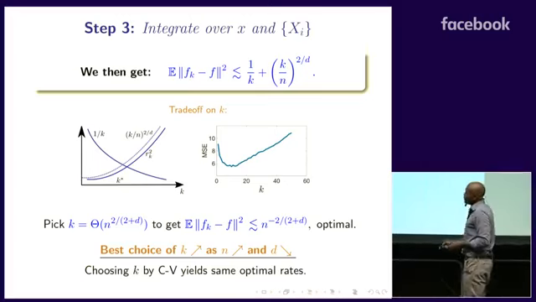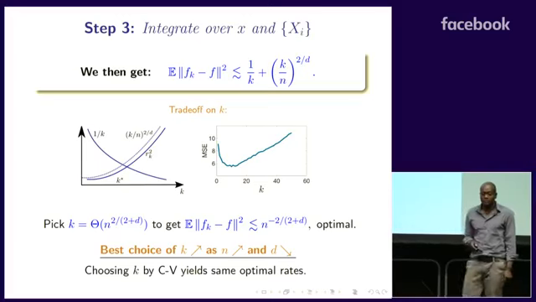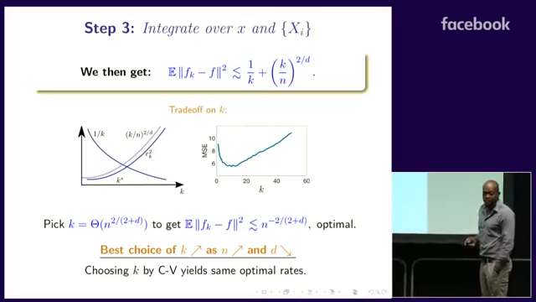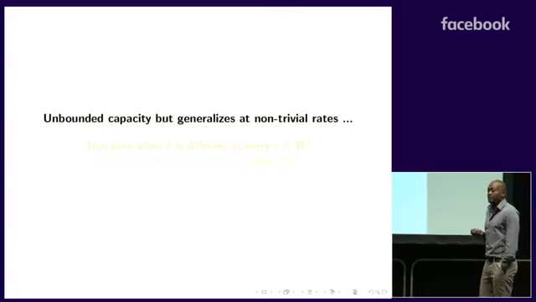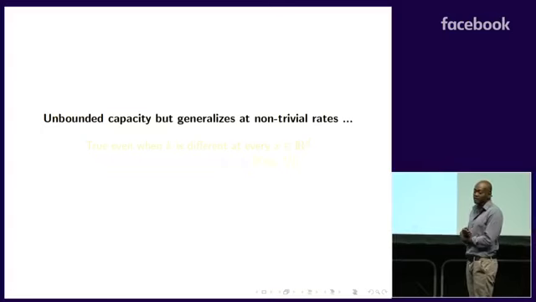The good news here is that if you just choose k by cross-validation, you can show that you get this optimal rate, which is a really nice simple fact. Here, I would like to point out something. Nearest neighbor regression is actually a very complex form of prediction. It's non-parametric. It has unbounded capacity, but what we just saw is that it generalizes. It actually generalizes at a non-trivial rate.